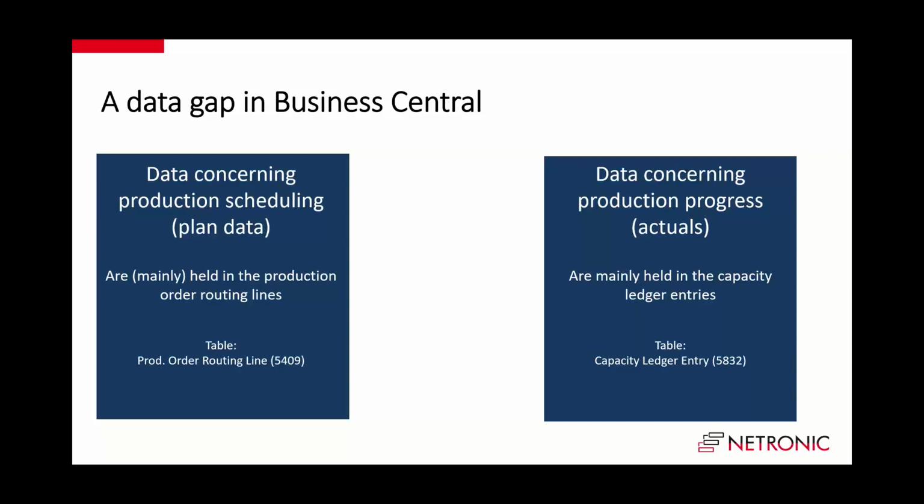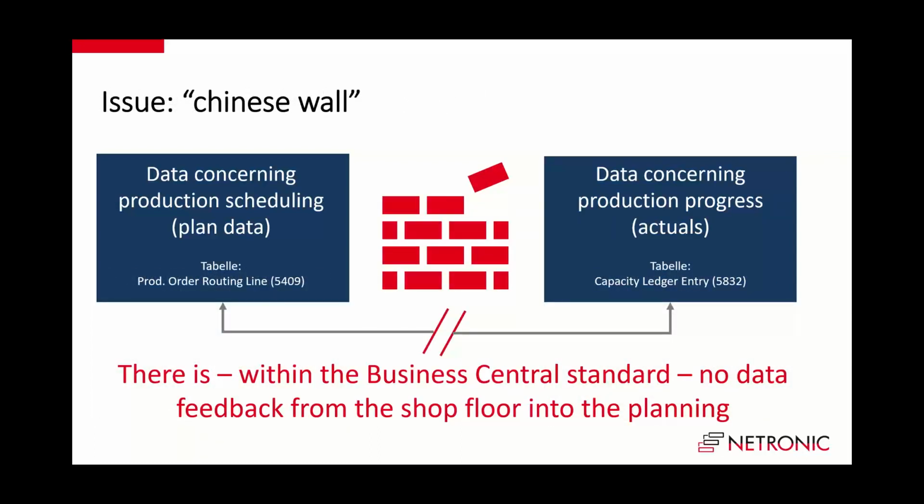And all the data that concerns the production progress, or all the data that are related with the actuals, are, and again, let's simplify this bit, held in the capacity ledger entries, and this is the table 5832. And the thing with Business Central is there is really like a Chinese wall in between the production order routing line and the capacity ledger entry. So there is no data feedback from the shop floor into the planning.